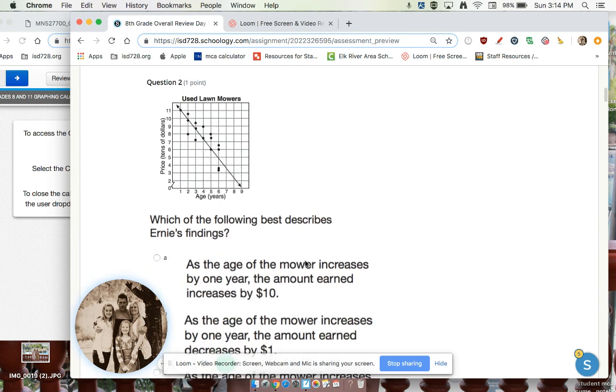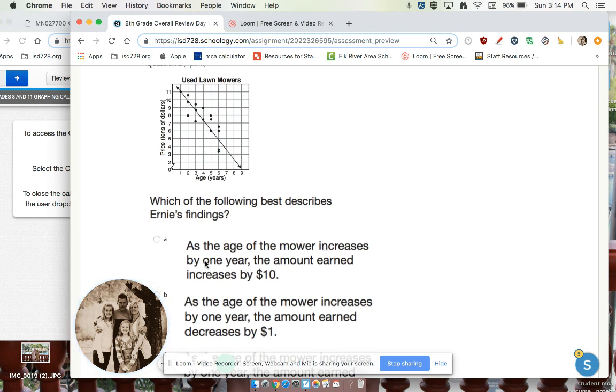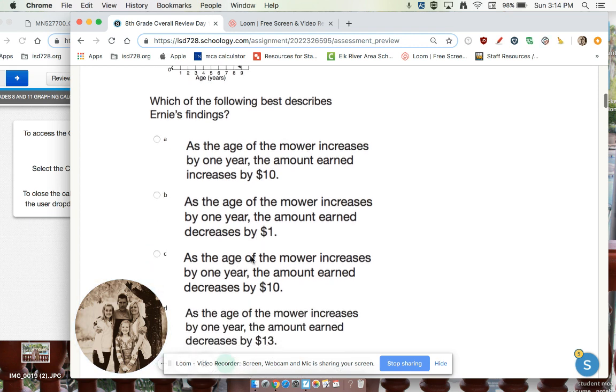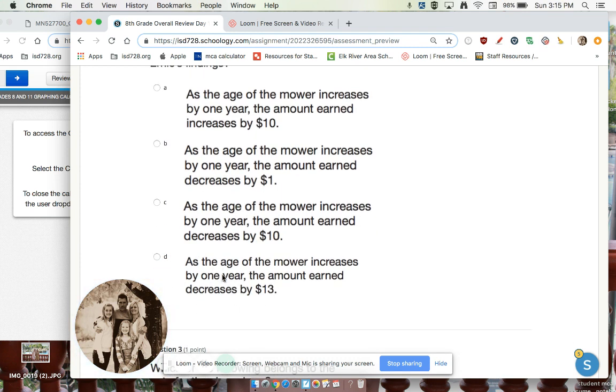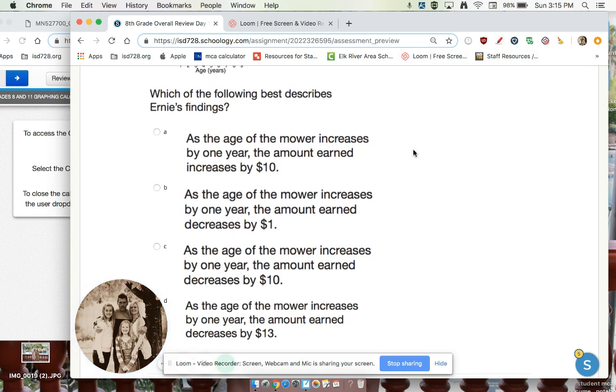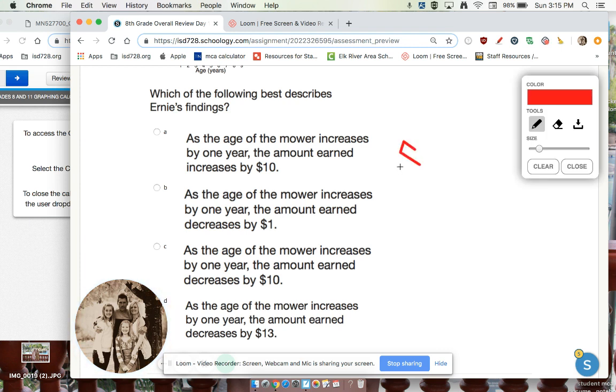Okay, the next one, number 2, says which of the following best describes Ernie's findings? As the age of the mower increases by 1, the amount earned increases by 10. As the age of the mower increases by 1, the amount earned decreases by 1. As the age of the mower increases by 1, the amount earned decreases by 10. As the age of the mower increases by 1, the amount earned decreases by 13. So all of these tell me that what they're looking for is slope, because it's a change, it's a rate of change, and that's what slope represents.